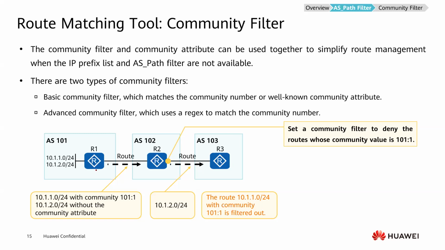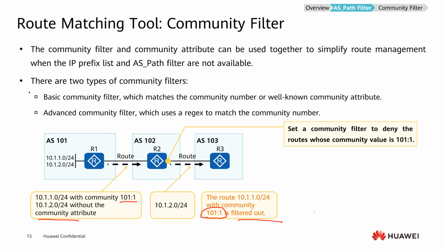For example, there are two kinds of routes sent from R1 to R2. One is with community 101:1, and another is without any community attribute. So if R2 only wants to send the second route to R3, it can use a community filter to filter out the route that has the community attribute like this. So this is a community filter.